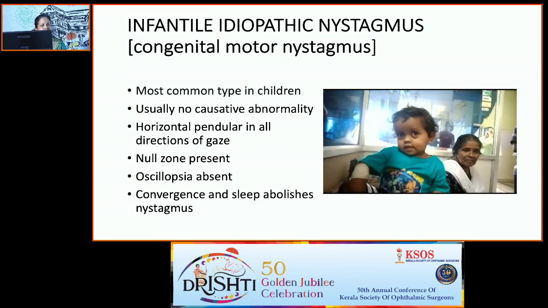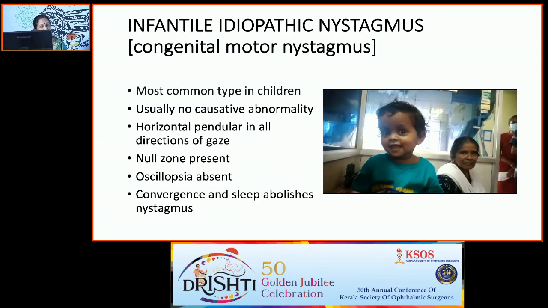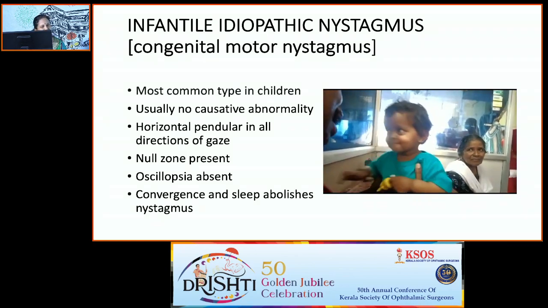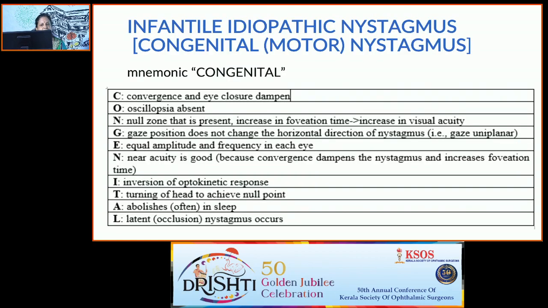And the character is, it is horizontal pendular in all directions of gaze. There is a null zone, so the patient will adopt a head position. Oscillopsia is absent here. Convergence and sleep abolish nystagmus. So you can just remember this mnemonic: congenital, convergence and eye closure dampen nystagmus, oscillopsia is absent, null zone is present. It is horizontal direction nystagmus, pendular, near visual acuity is good. Another character is inversion of OKN, and it abolishes in sleep.